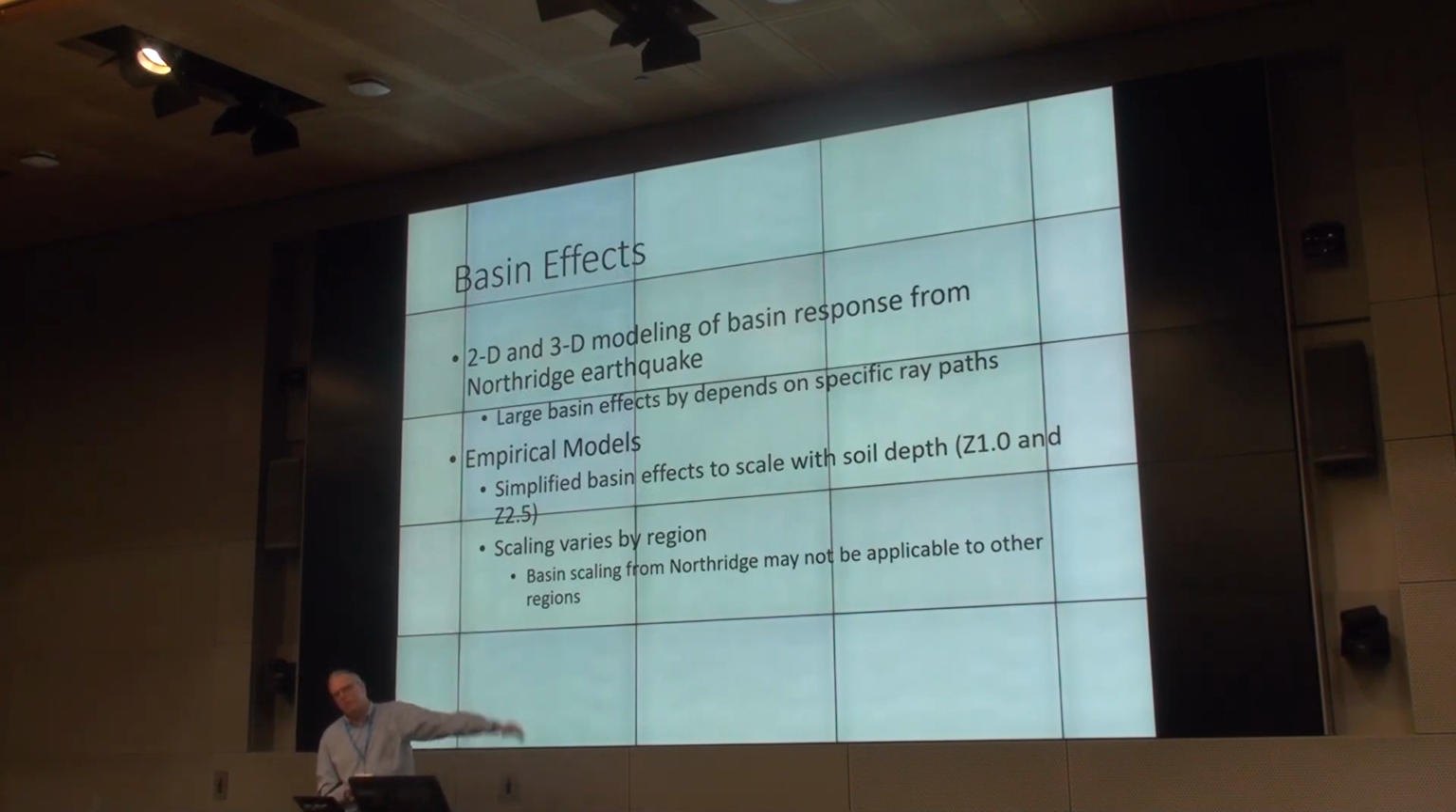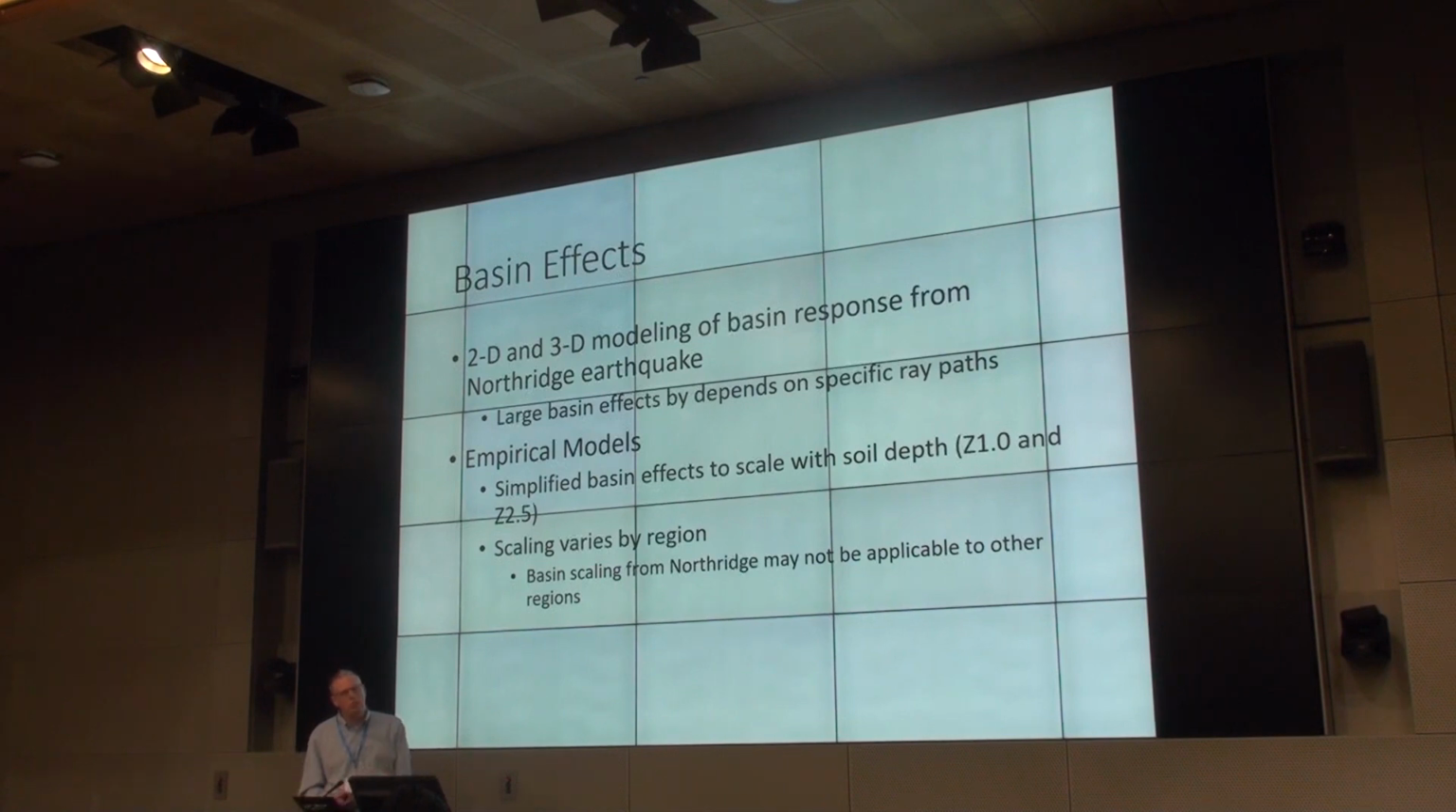And we simplified it to simple scale factors based on basin depth. That was the thing that at least to first order could distinguish between a shallow soil site or a soil site that's in a deep alluvial basin. This scaling though, scaling with Z1.0 or Z2.5, so the depth to 1 kilometer per second or 2.5 kilometers per second, varies by region. This depends on basically the velocity structure. So you can't take these models and really move them around.